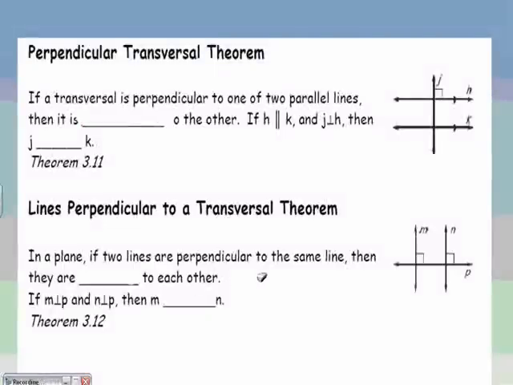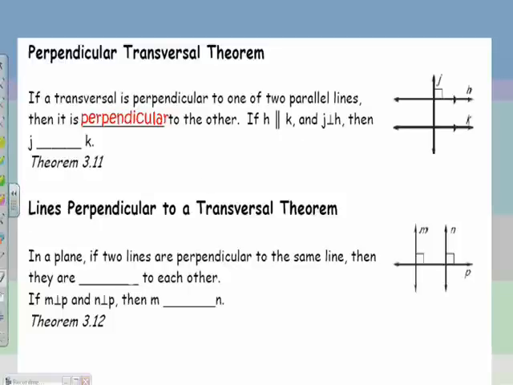All right, we've got a couple more theorems we're going to talk about here. The perpendicular transversal theorem says that if I have a transversal that is perpendicular to one of two parallel lines, then it is also perpendicular to the other. So in this drawing, if H is parallel to K and J is perpendicular to H, then J is also perpendicular to K.